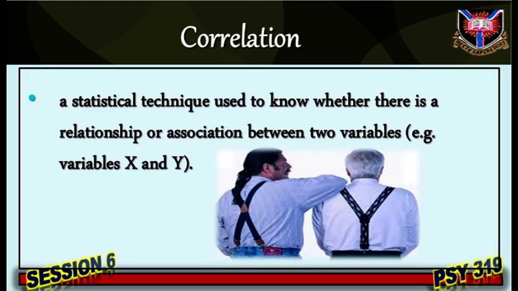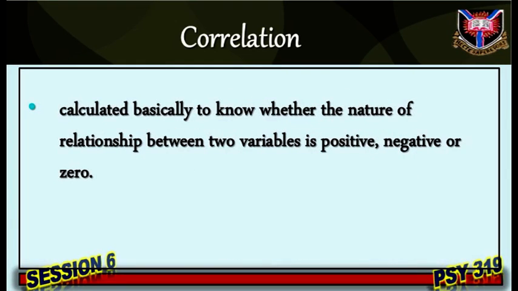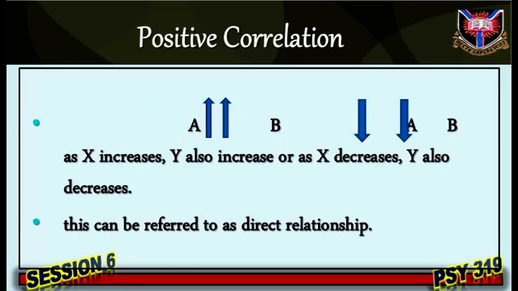Content. Correlations. Correlation is a statistical tool or technique that is used to know whether there is a relationship or association between two variables, e.g., variables x and y. It is calculated basically to know whether the nature of the relationship between two variables is positive, negative, or zero. Positive correlation suggests that as x increases, y also increases, or as x decreases, y also decreases, and this can be referred to as direct relationship.